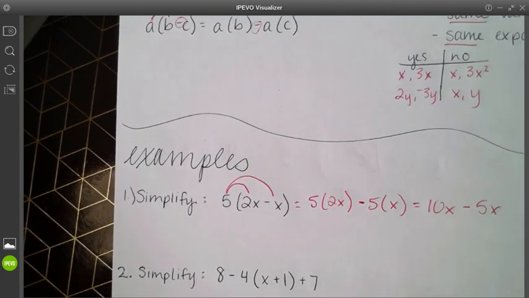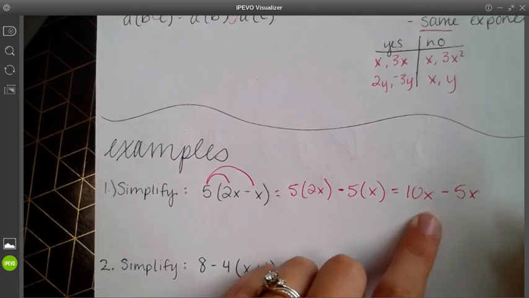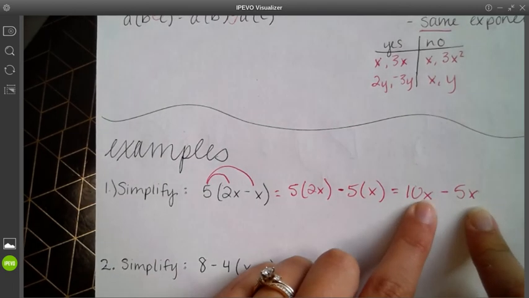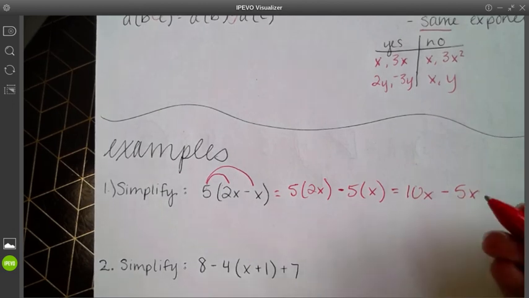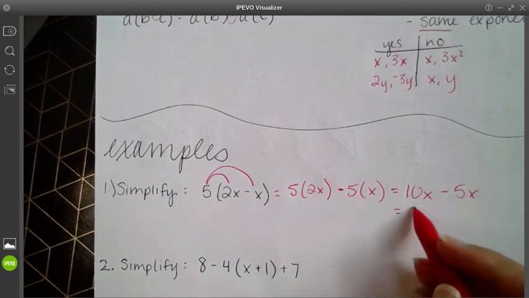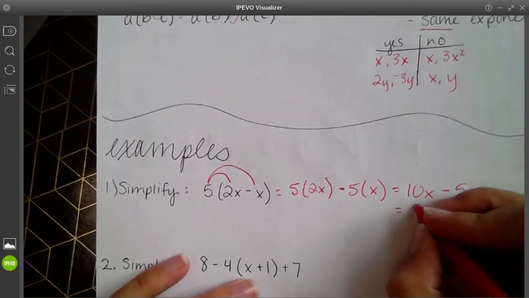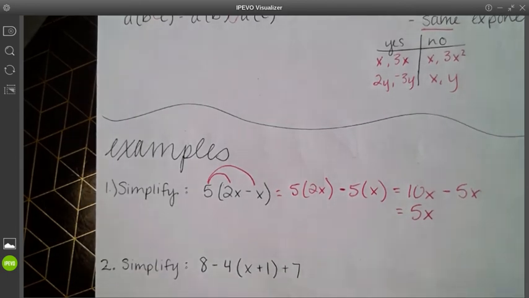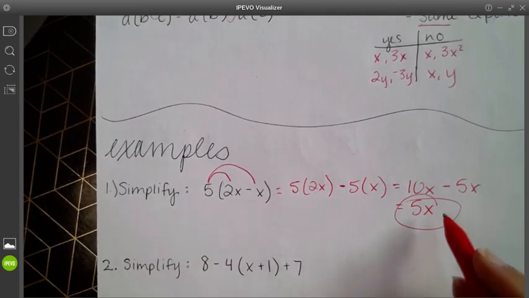Okay, am I done? No. Okay, these are like terms. They have the same variable with the same exponent, okay? So I need to combine them. Think about having 10 x's. You're getting rid of 5 of them. So how many do you have left? Well, you have 5x left. And that would be our answer. This simplifies to 5x.